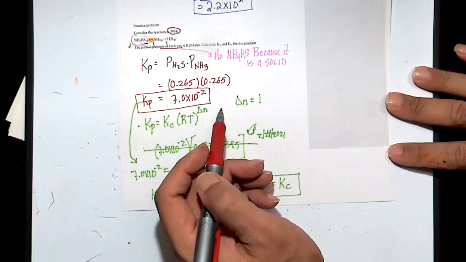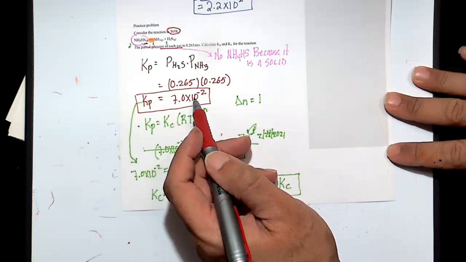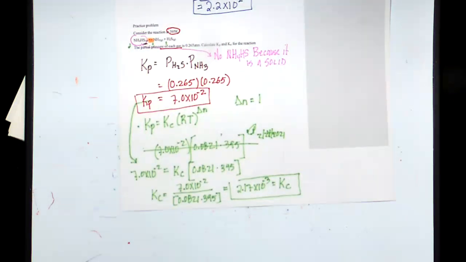All right, a couple of final words here. Where will this reaction favor, left or right? 7.0 times 10 to the minus 2. Where will it favor, reactants or products? Reactants. So this favors the reactant side. Look at the magnitude of this. So this favors reactants.